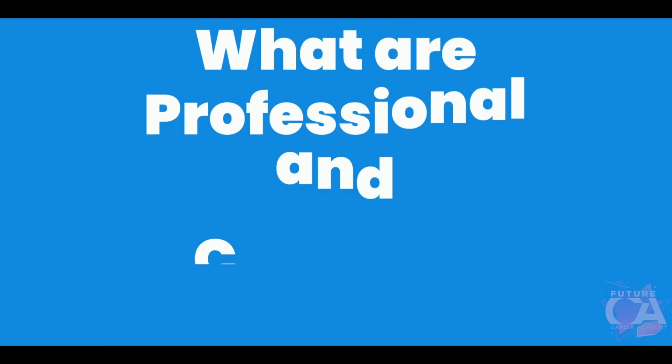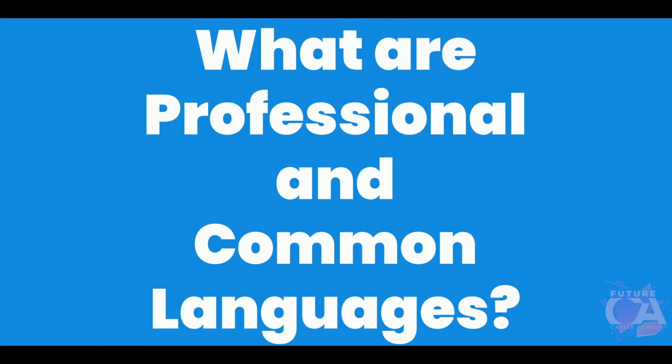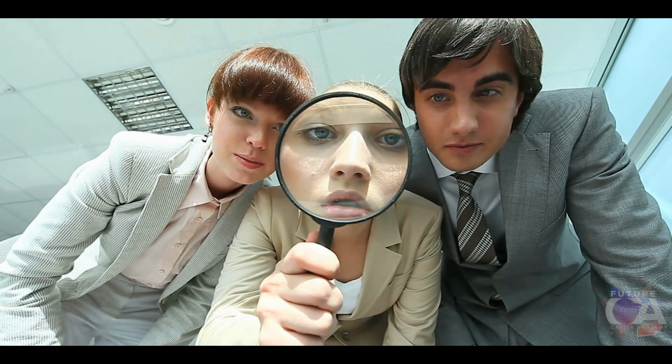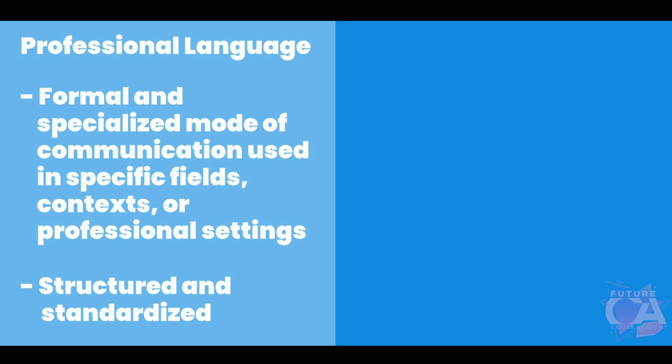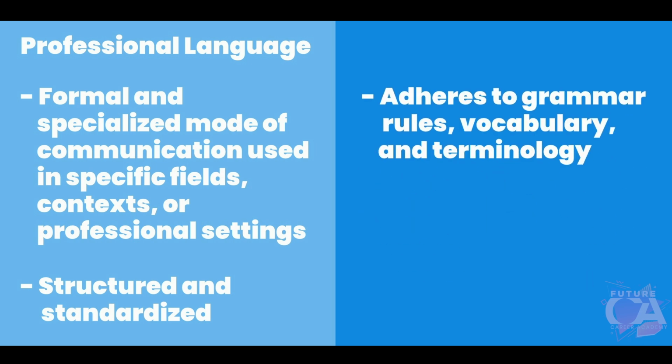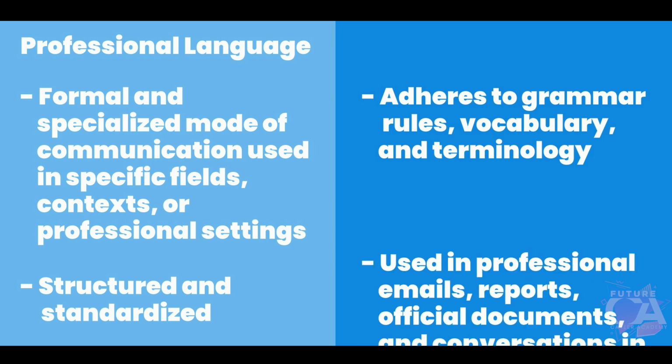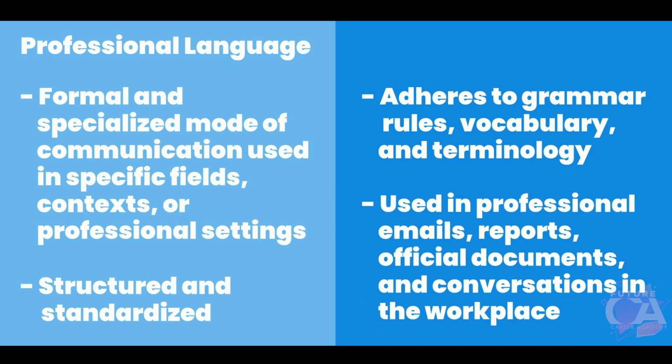So what are professional and common languages? And how do I identify each? Professional language refers to a formal and specialized mode of communication used in specific fields, context, or professional settings. It's a more structured and standardized approach to language, adhering to grammar rules, vocabulary, and terminology. It often is used in professional emails, reports, official documents, and conversations in the workplace.